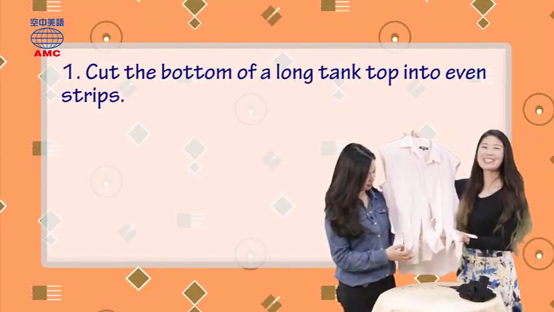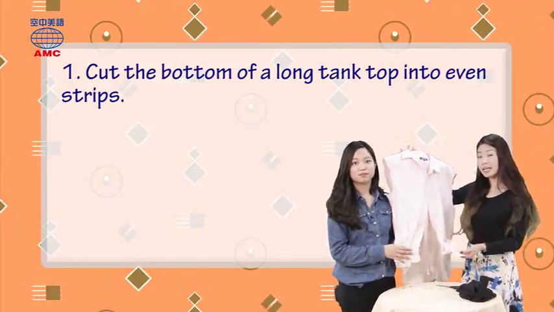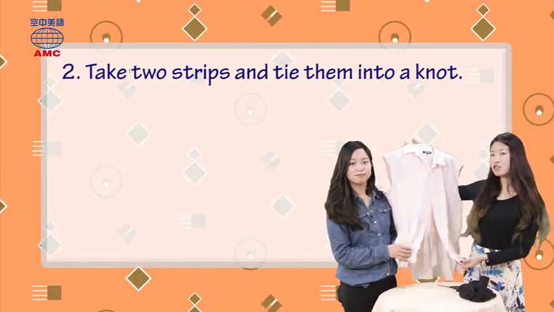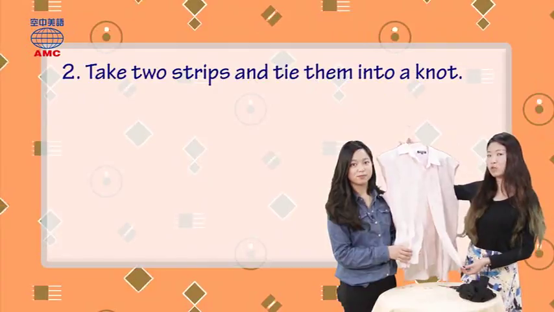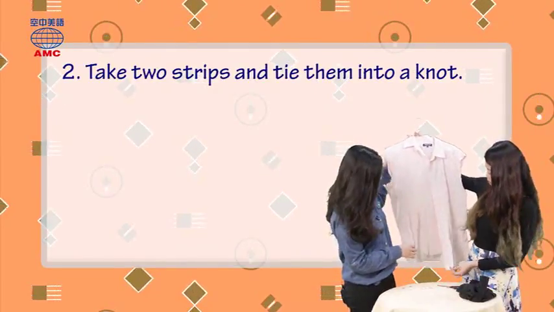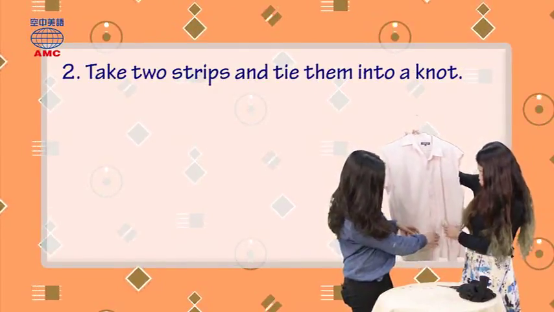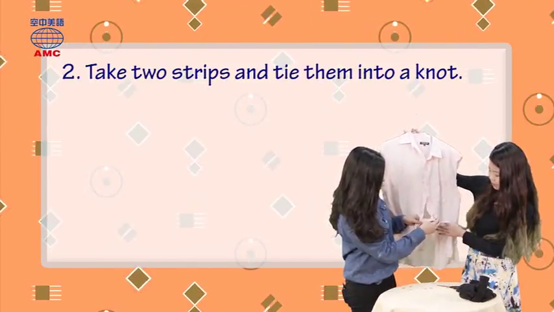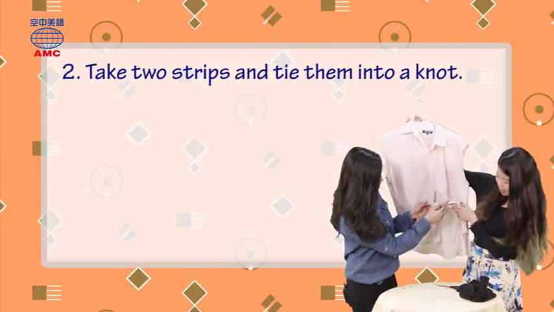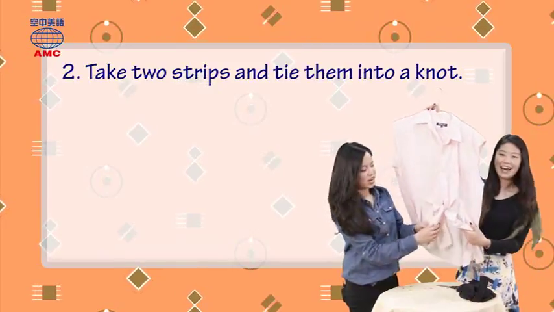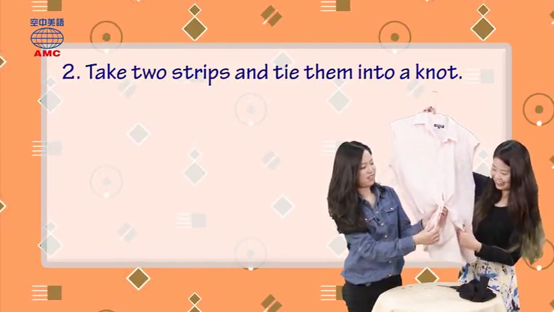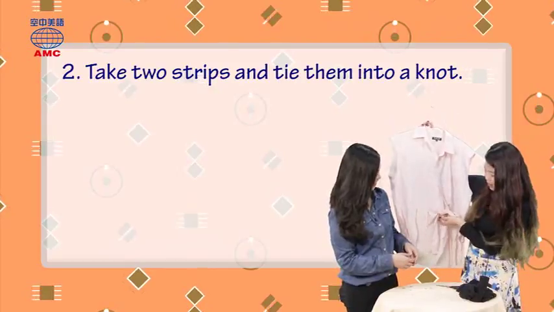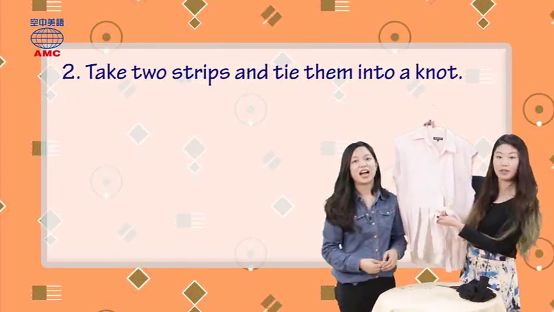Okay. So let's take a look at our second step, which is to take two strips and tie them into a knot. Do you want to try doing that? So you're going to take two. And then make a knot. Like this? I'm not very good, I don't have a talent. I think it'll look better as we continue, but yeah, it pretty much just looks like this.